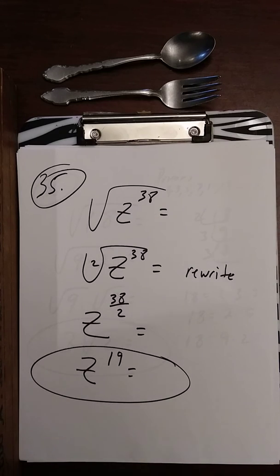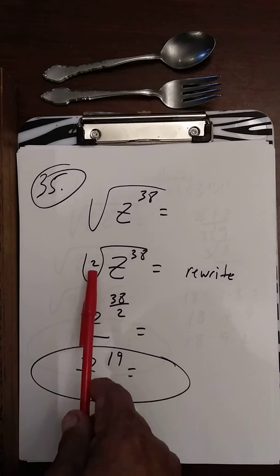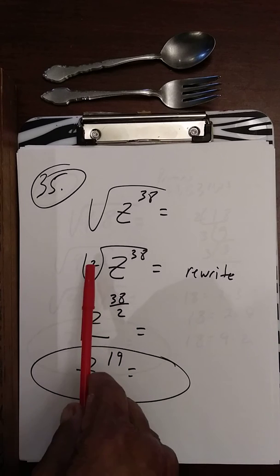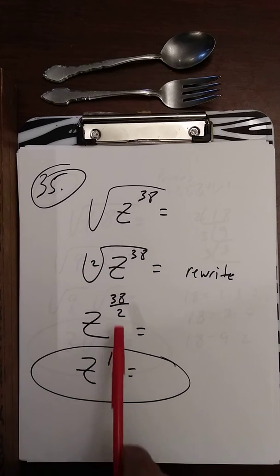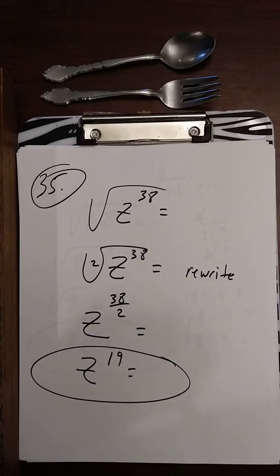The square root of z to the 38 means there's a 2 there. You don't see it, but there it is. So that just means divide this number into that number. 2 divides 38 how many times? 19. That's it, we're done.